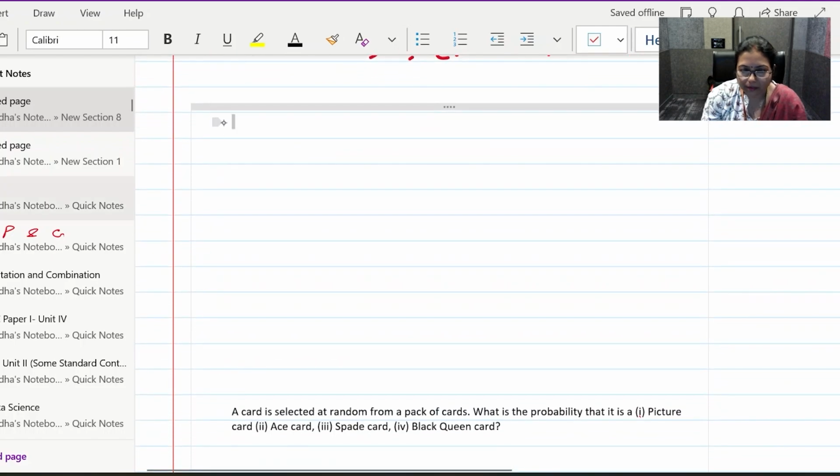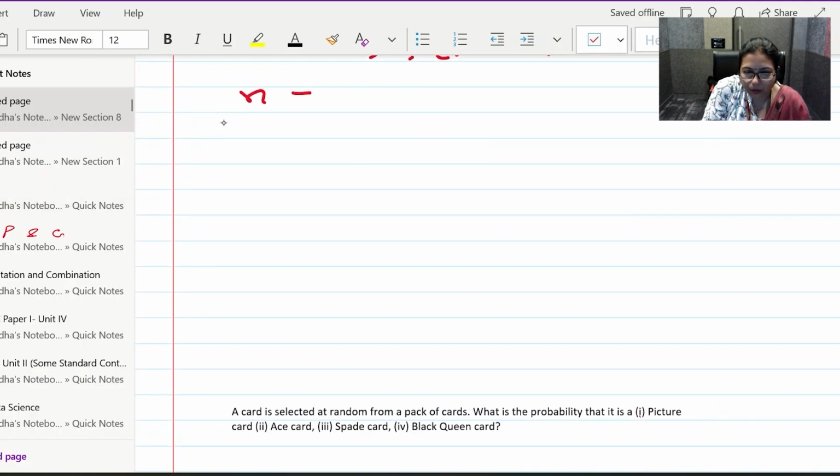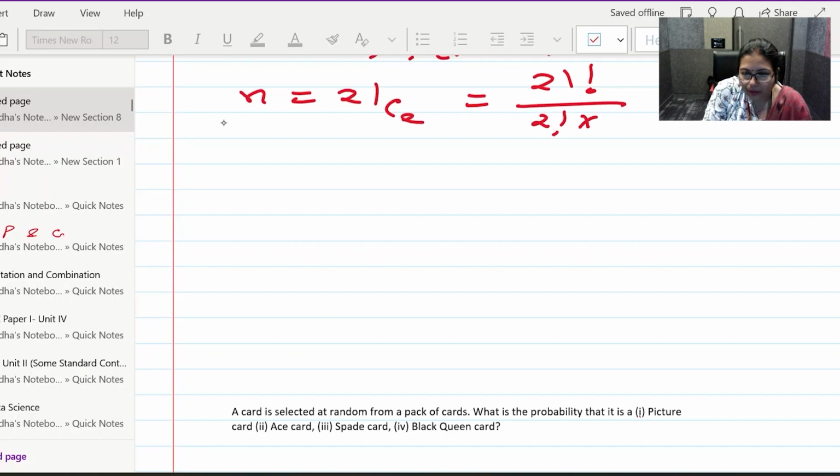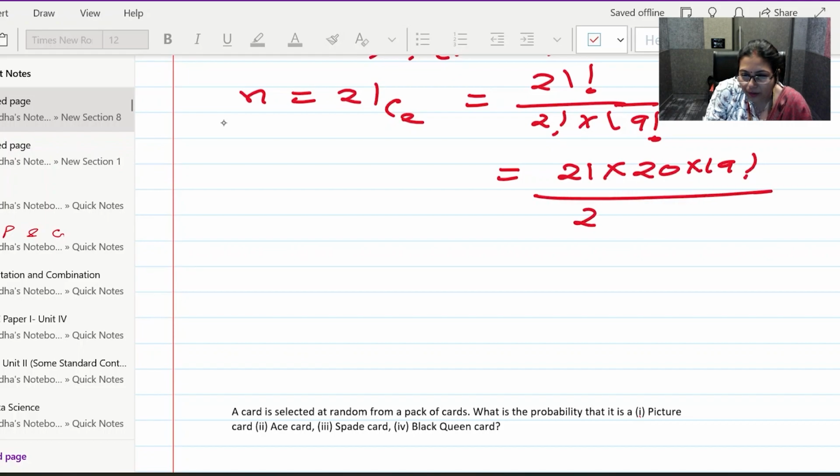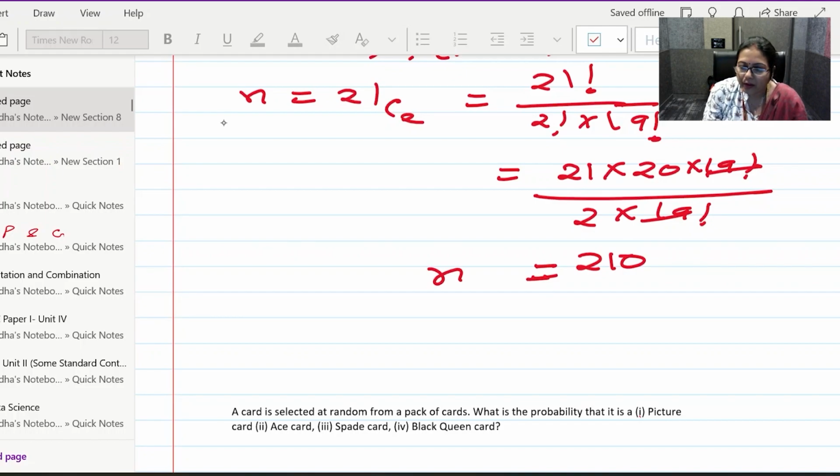we are getting here n equal to, from 21 we are selecting 2, so 21C2. So we will do it 21 factorial upon 2 factorial into 21 minus 2, which is 19 factorial. So what I'll get here, 21 into 20 into 19 factorial, then 2 factorial is 2, and then 19 factorial gets cancelled. So 21 into 20 by 2, I will get the answer 210. So I'm getting n equals 210. We can keep it 21C2 also. So 21C2, if I split it, I will get the answer 210.